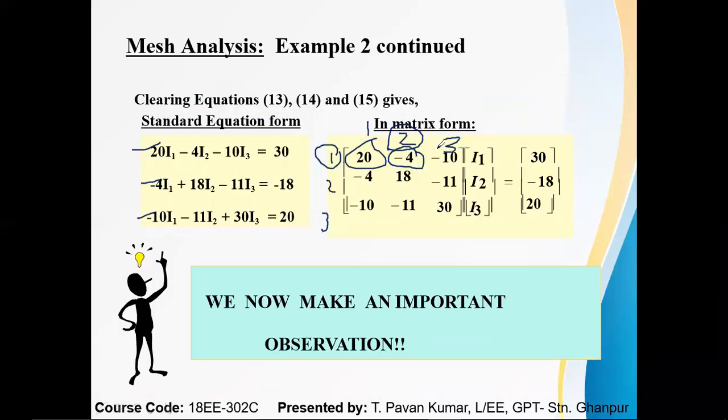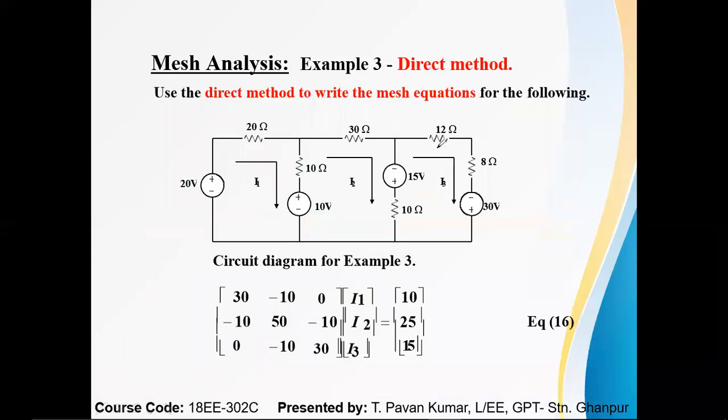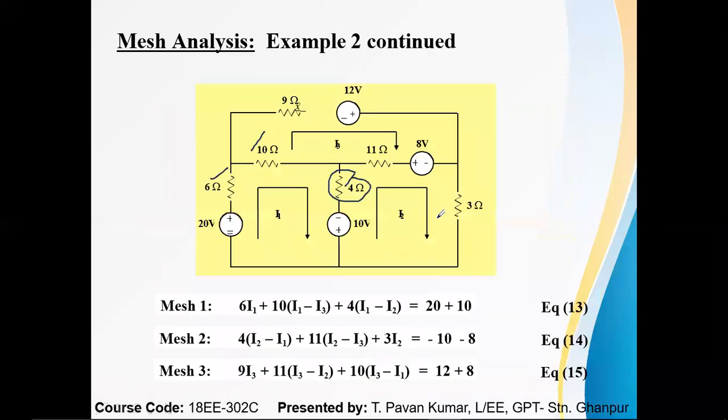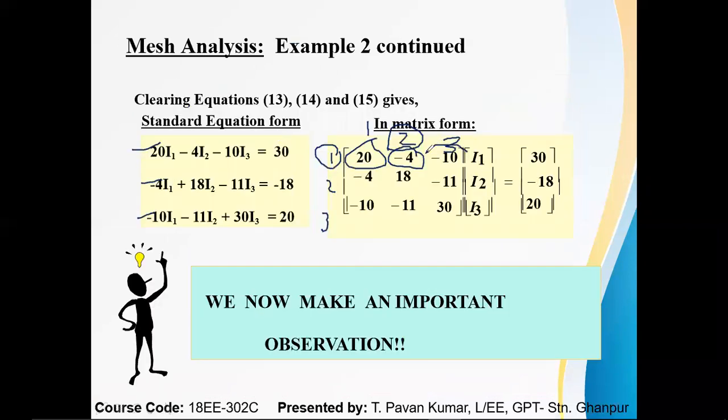Next, R13. Where is R13? This is R1 and 3, the common value of resistance, meaning the mutual resistance between mesh 1 and mesh 3, 10 ohms. That is the reason he mentioned -10. Two opposite currents are passing through it, so considering the two opposite currents I am mentioning minus. Next, R21: for R12 or R21, the common value of resistance is -4 only.